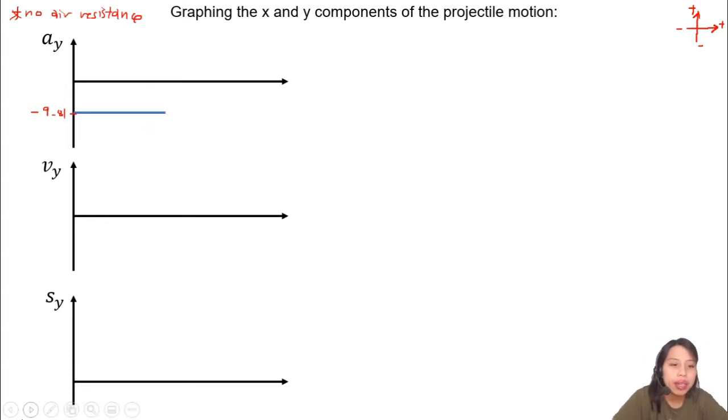Okay, so that's that. And does it change? No. Your ball is in the air, it's in free fall, it's just going to experience an acceleration of negative 9.81 down. The negative just tells you it's downwards. How about velocity? We have seen this before.